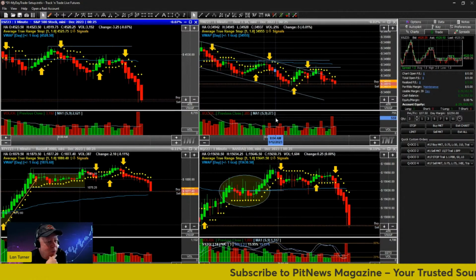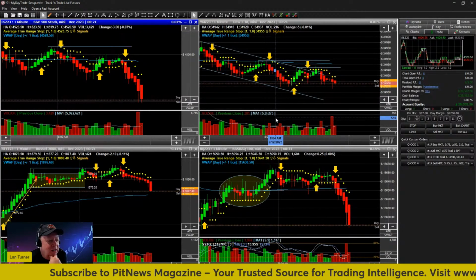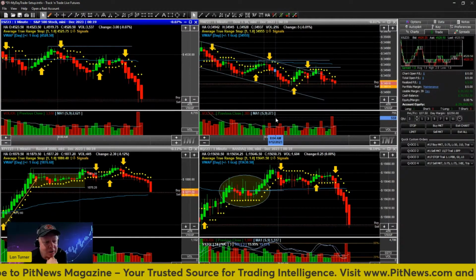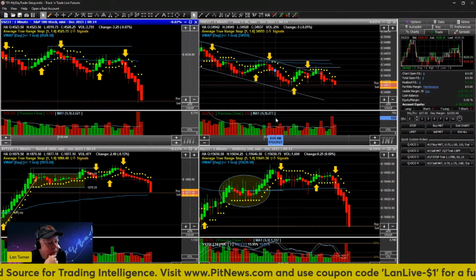The little signpost pointing the way says there is a 4-hour supply zone just above the DJI. I would not want to be going long. Yep, not yet, Matt.